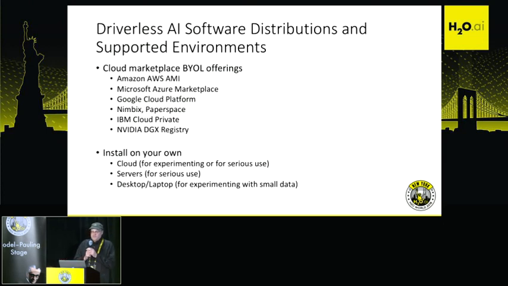So the supported software distributions and supported environments break down really into cloud versus not cloud. On the cloud side, we support AWS AMIs, a marketplace, Azure marketplace offering, Google Cloud Platform, Nimbix and Paperspace are two smaller providers, IBM Cloud Private, and the NVIDIA DGX Registry. So the same Driverless AI software is available from all of these different sources.